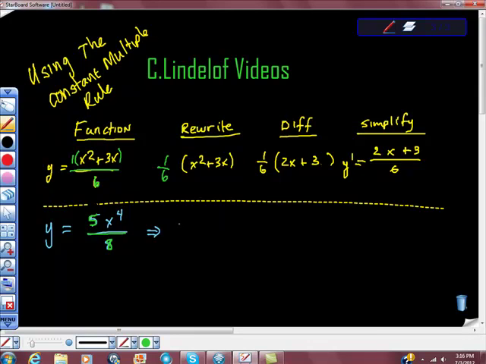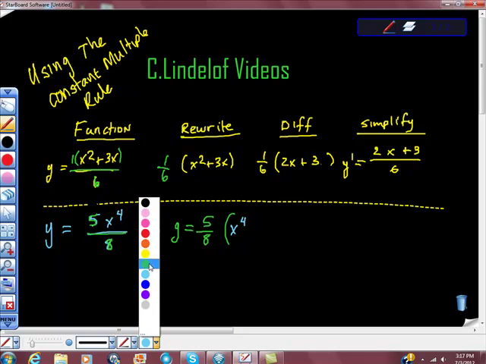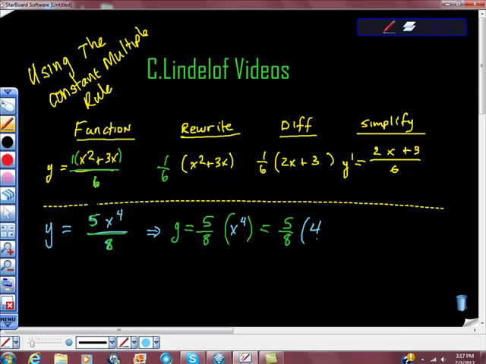And I'm going to pull my 5/8 out and say that y is equal to 5/8 times x to the 4th. And I'm going to take the derivative of the inside part, because that's our function, and say that that is, what is it, 4x cubed. So we're going to have 5/8 times the derivative of the inside, 4x cubed. And when we simplify that out, we should get that y prime is equal to, 4 over 8 is 1/2, so we should get 5/2 x cubed. And if you got that, you're in good shape.